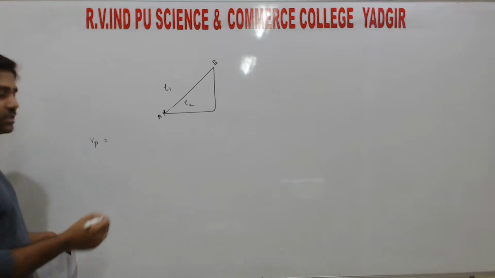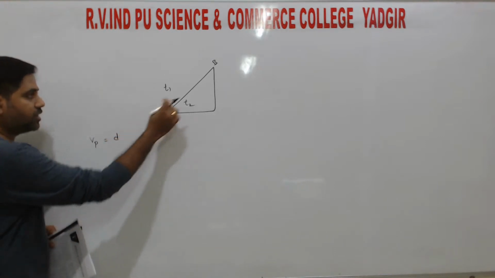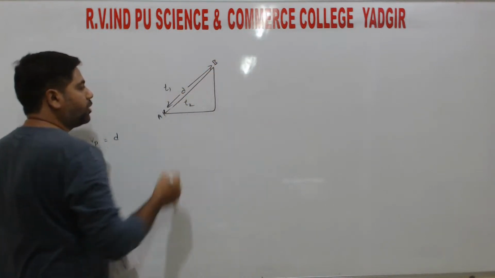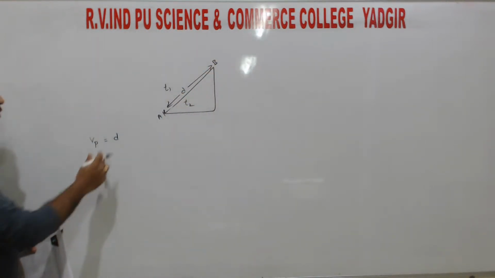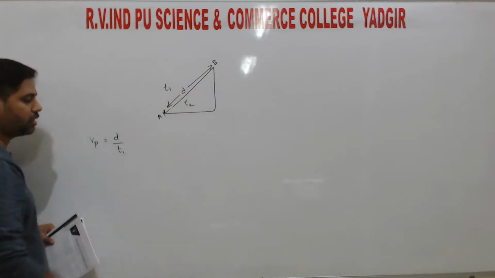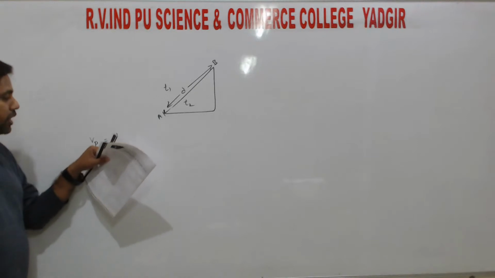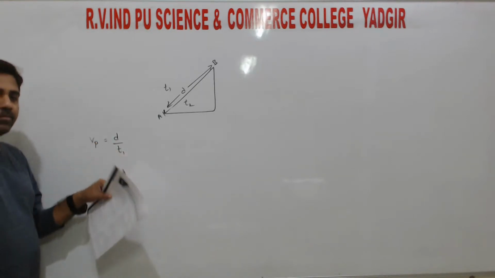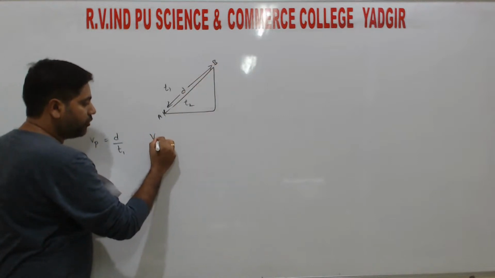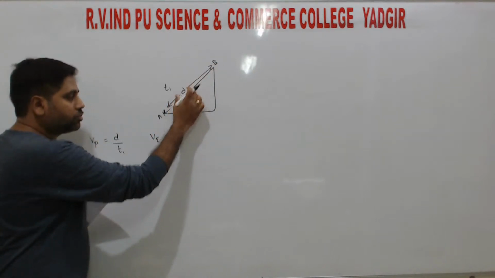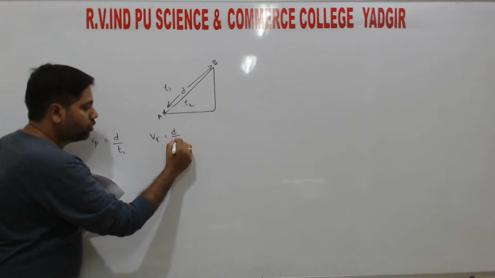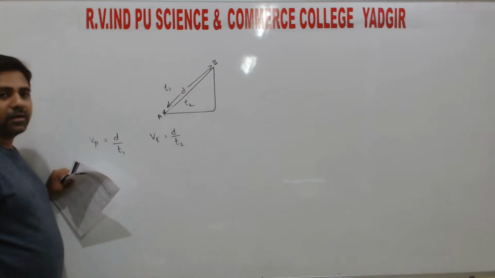So velocity is distance by time taken. So distance is AB. We have taken this distance as AB, right? So the time taken by the Preeti is T1, right? So velocity of Preeti is distance by time. Next, in the second case, velocity of the escalator VE is also equal to distance by the time taken by the escalator, which is T2, right? So that is d by T2.